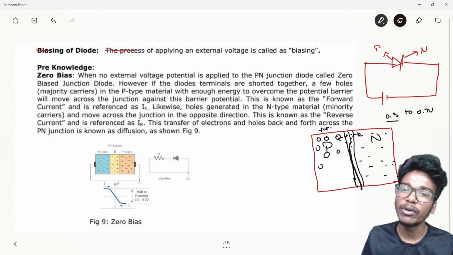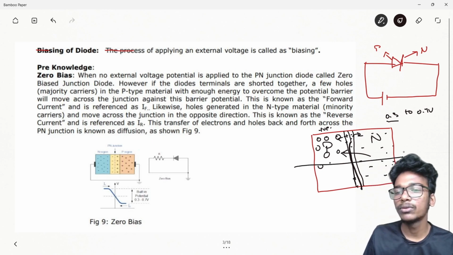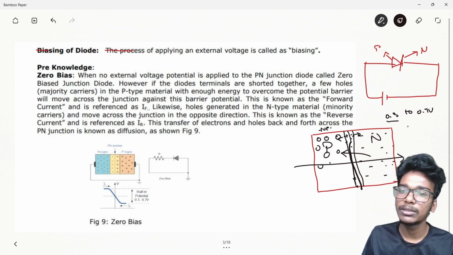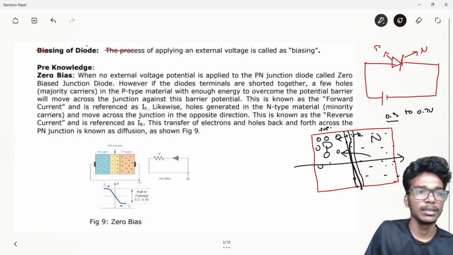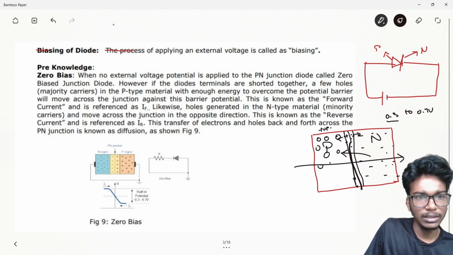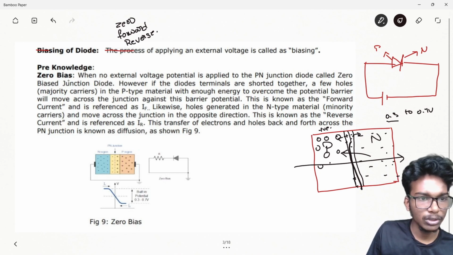As we know, the current will flow in the opposite direction of electrons. Electrons will flow from this side to this side, so current will flow in this direction. That is the reason behind maintaining 0.3 to 0.7 volt. Now let's discuss the types of biasing. We have three types of biasing. One is zero biasing, another is forward, and another one is reverse. First, we will discuss zero biasing.